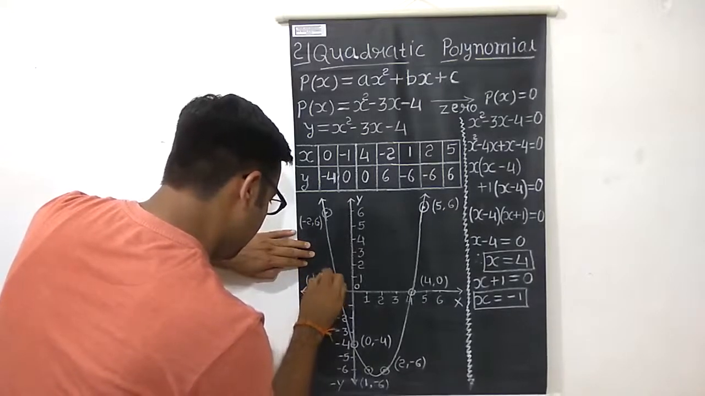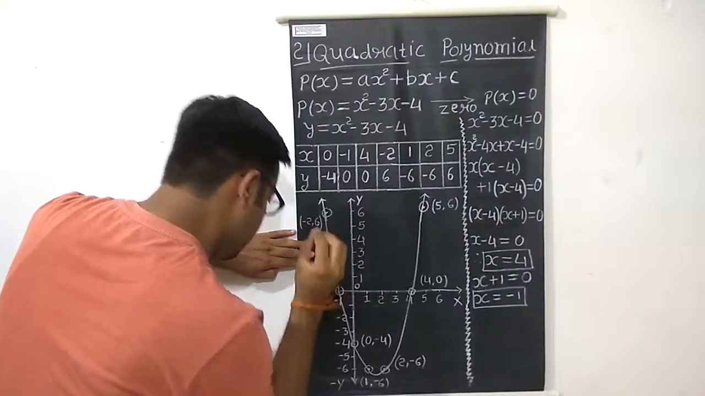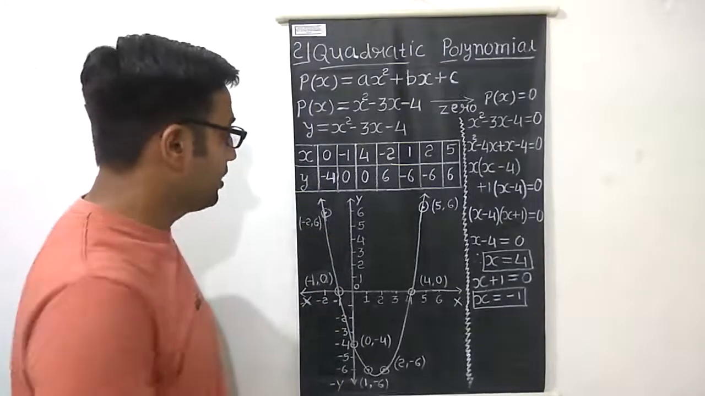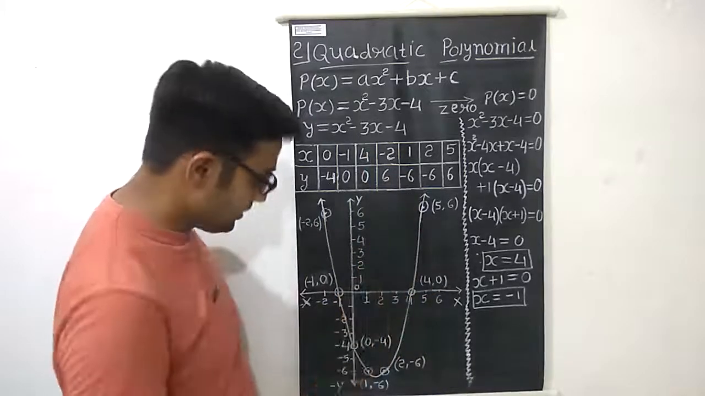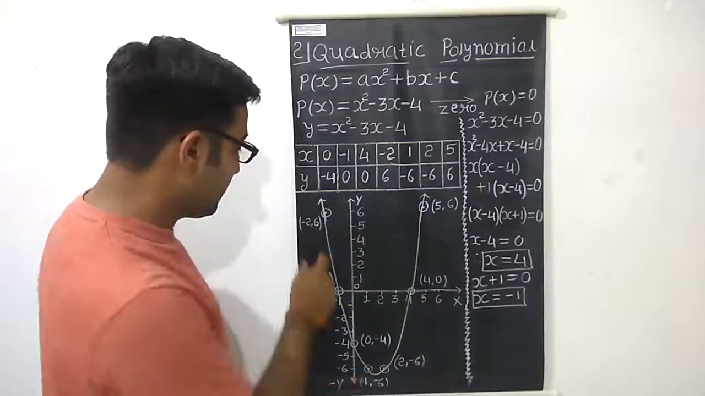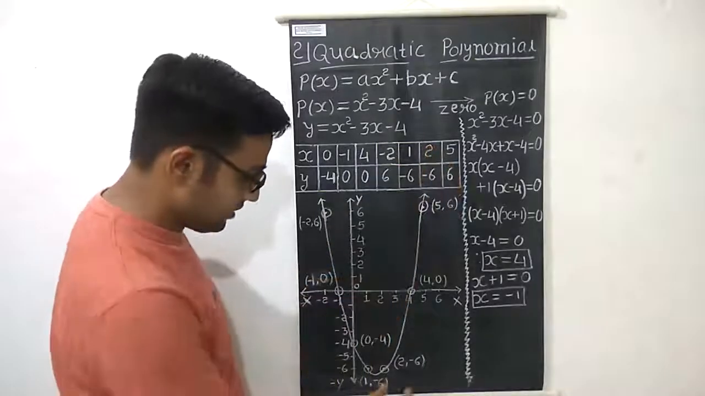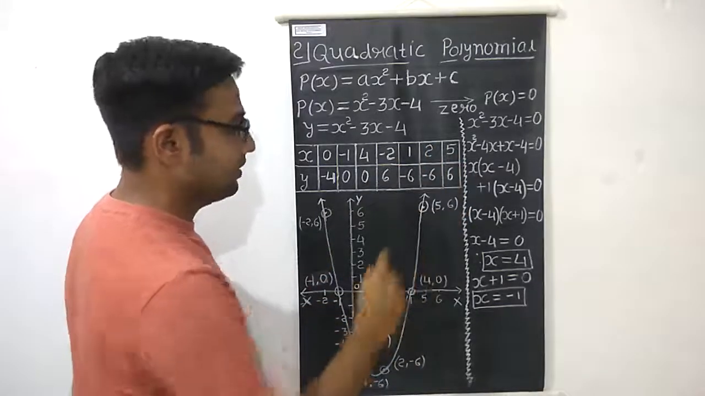Minus 1, 0. Okay. Third one is 4, 0. 4, 0 is here. Minus 2, 6 is here. 2, minus 6 is here. And 5, 6 is here.